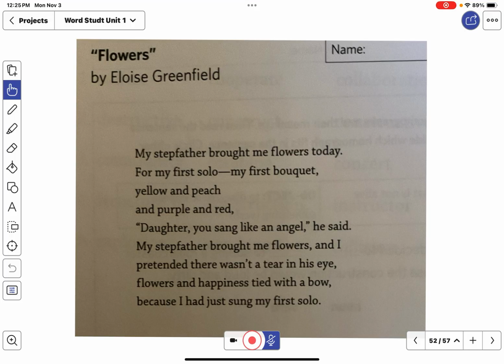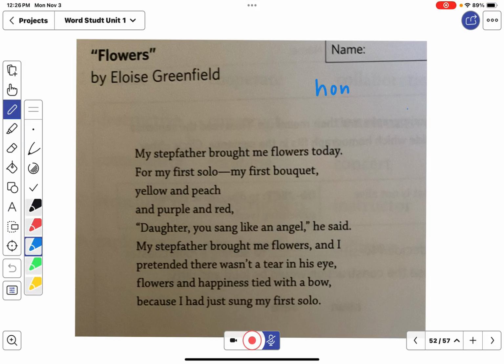What do you think this poem is about? This poem is about a stepfather that gives his daughter flowers. In the first line of the poem, it says, my stepfather brought me flowers today. Also, it talks about a bouquet being different colors, yellow, peach, purple, and red. I think the stepfather gives her flowers because it's his first solo, and a solo is something that you do without another person. And it also says, you sang like an angel, so maybe she was singing her very first part by herself. We want to talk today about something called homographs.